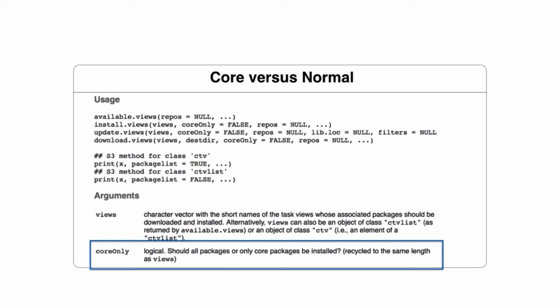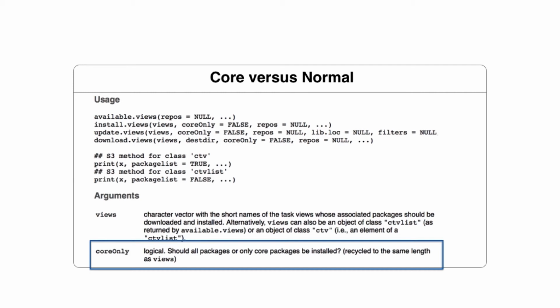So if you're setting out to learn some topic in depth, then it makes sense to use core only and set it at false, because you really want the full Monty. On the other hand, if your interest is in only learning the basic idea about that particular task view, then set core only as true. So it'll only download a specific set of views. It really depends on your requirements and how you want to do this, but keep this in mind.